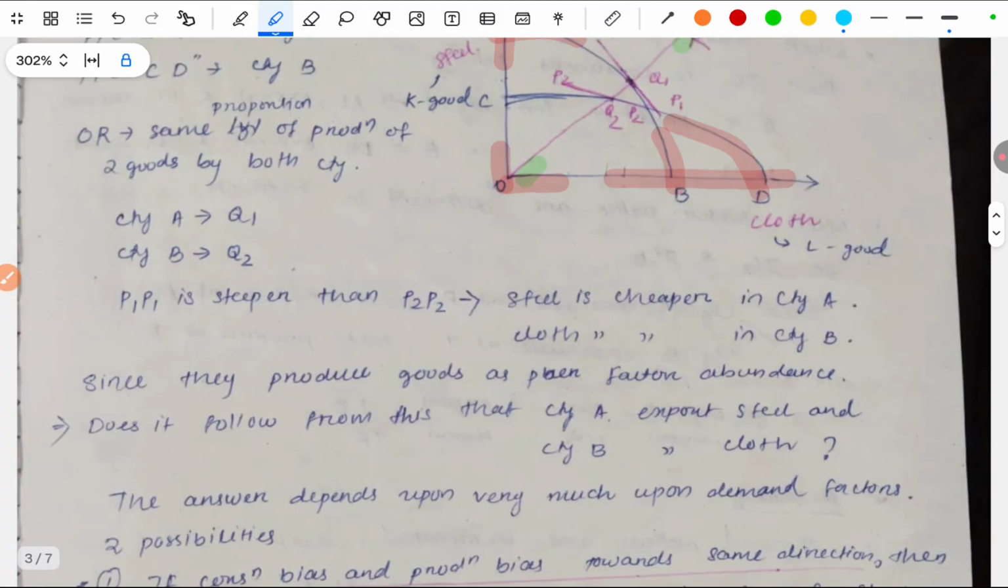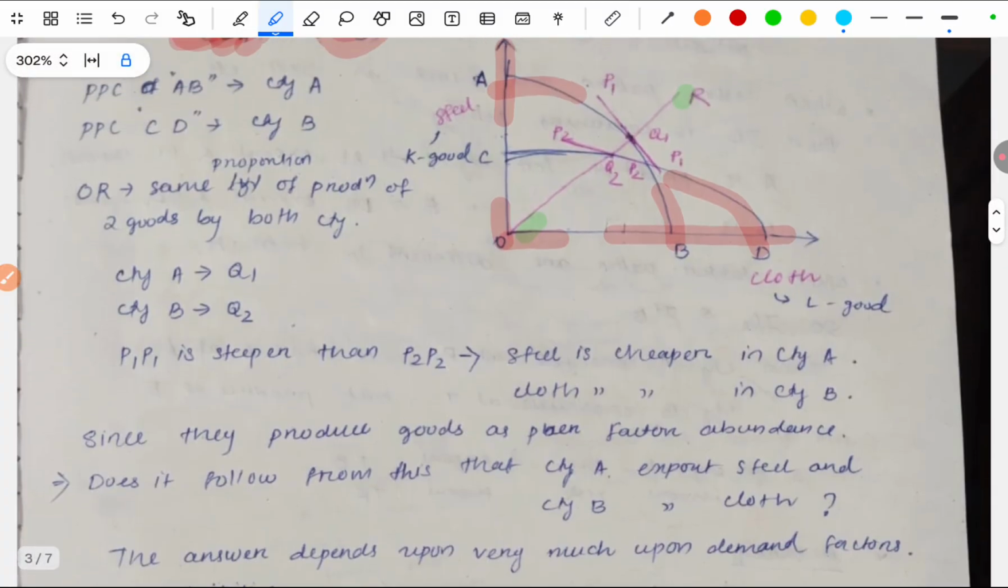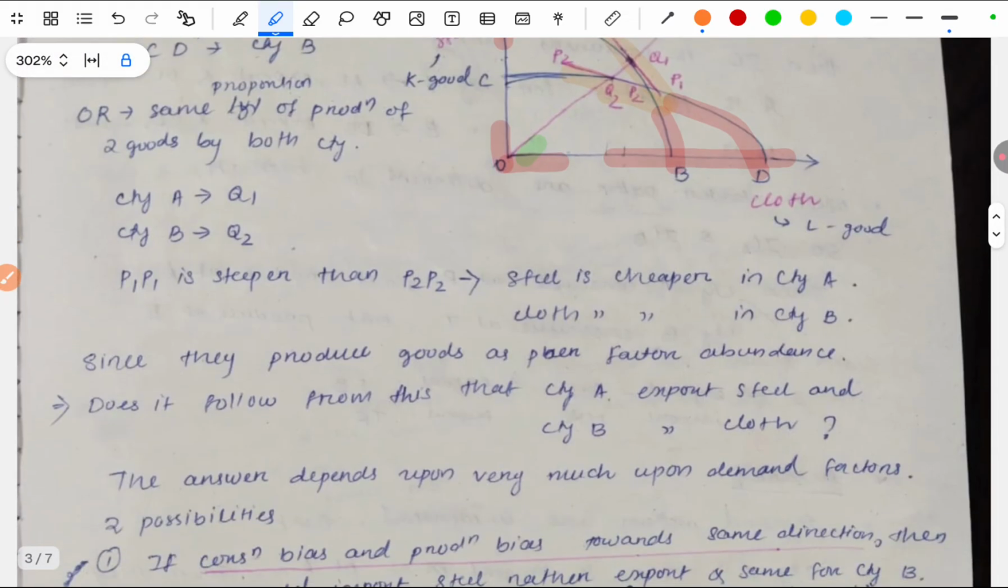It is said that P1 is steeper than P2. So the curve P1 is steeper than P2. We can say that steel is cheaper in country A and cloth is cheaper in country B, since they produce goods as per the factor abundance.